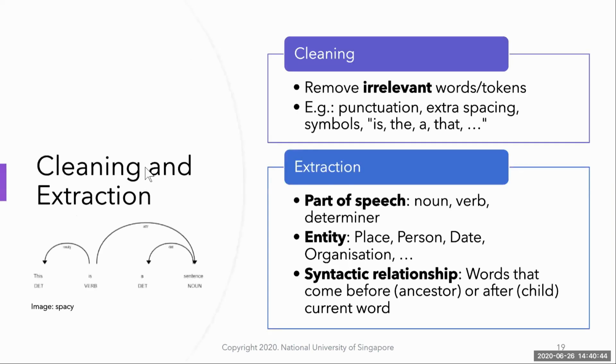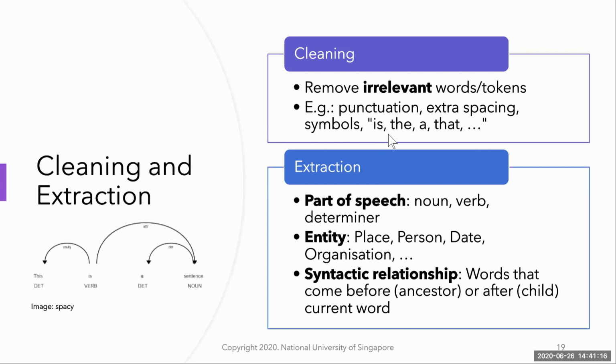So cleaning is removing irrelevant words and tokens. For example, I may not care about punctuation so much if I'm just trying to see the meaning of the text. Extra spacing, definitely. Sometimes Word likes to insert extra spacing, and it doesn't mean anything. Symbols, sometimes bad symbols get inserted, or maybe it's an emoticon that you don't really need. And the last part is the interesting part.